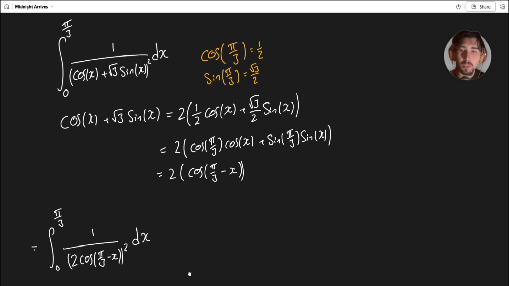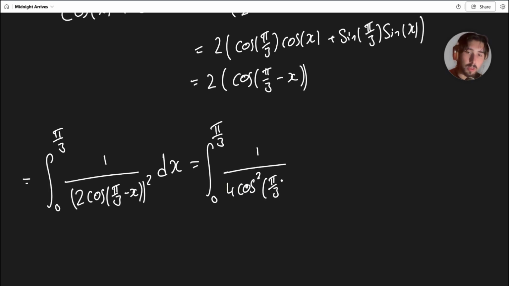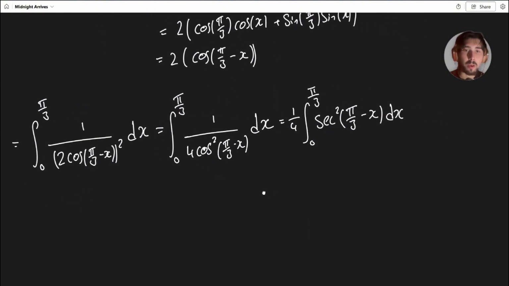And now this is super nice because we can actually square it now, and we're going to basically get something with a sec squared in it. So we're going to get the integral from 0 to pi over 3 of 1 over 4 times cos squared of pi over 3 minus x dx. And this can be rewritten as a quarter times the integral from 0 to pi over 3 of sec squared of pi over 3 minus x dx. Now we want to integrate this thing. Now it's lucky because sec squared has a very nice integral.